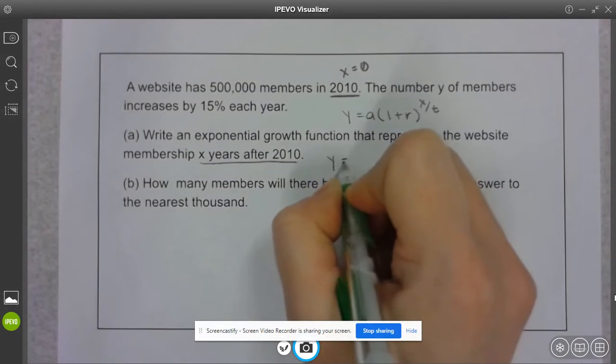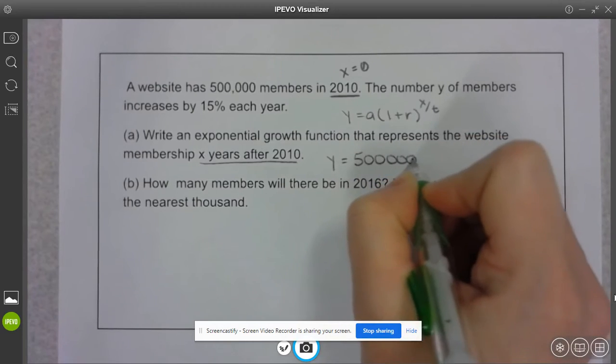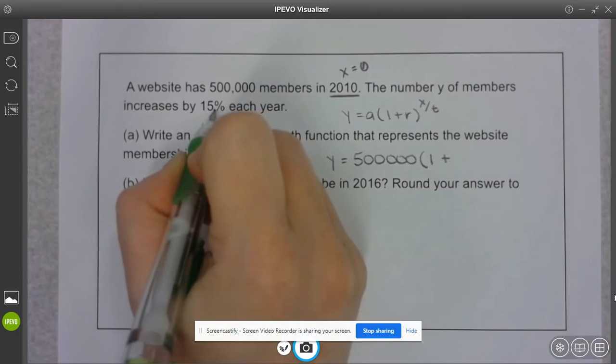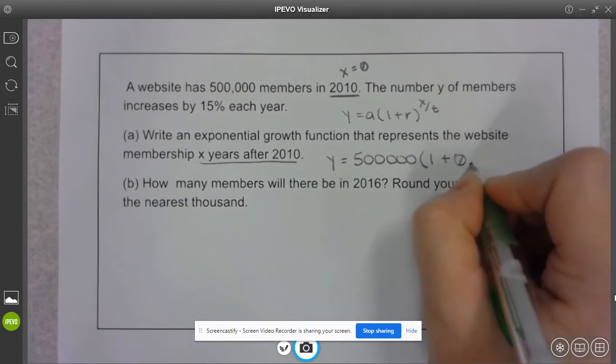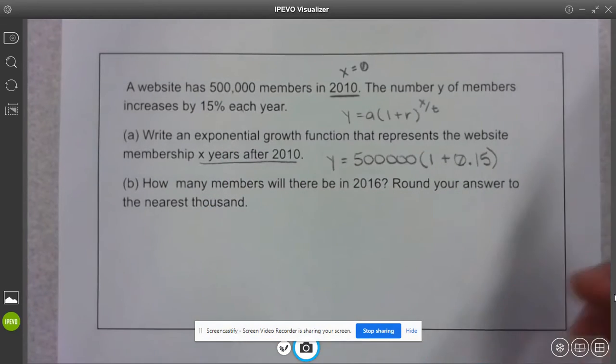So I have Y equals 500,000 times 1 plus, turning this into a decimal, 0.15. It says each year, so t is 1. So my exponent is just x.